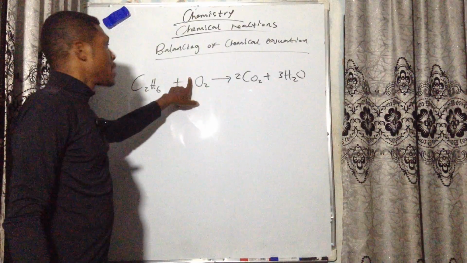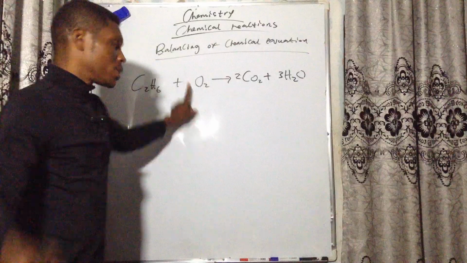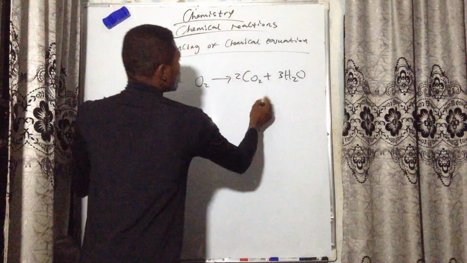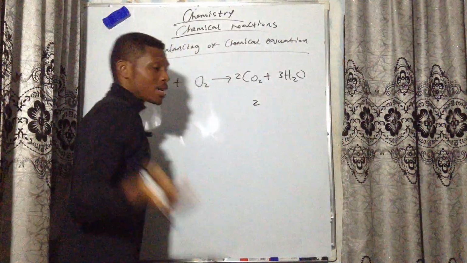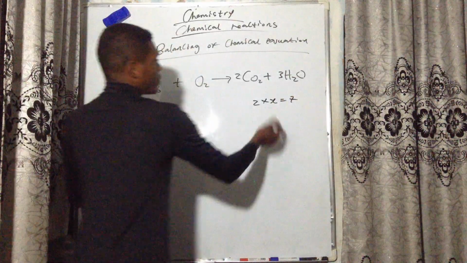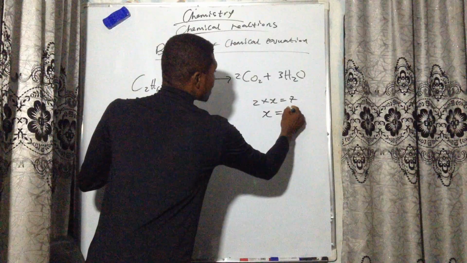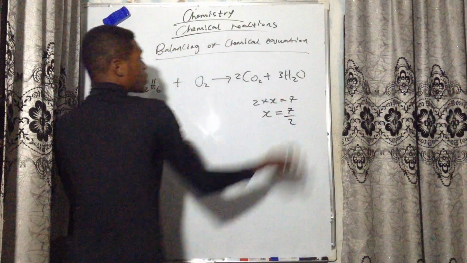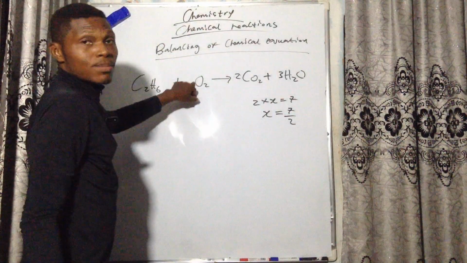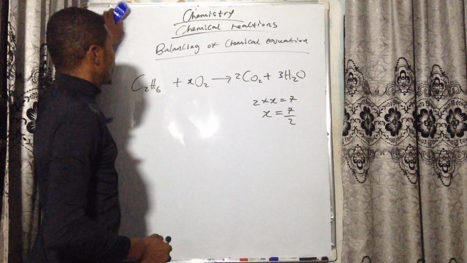Now you think, what will 2 multiply so that it will give me 7? You don't need to stress yourself. This is a mathematical question. 2 times x is equal to 7. You understand? So what 2 will multiply to give you 7 is 7 over 2. That is x is equal to 7 over 2. So x, this is my x. Okay. So I will quickly put 7 over 2 here.